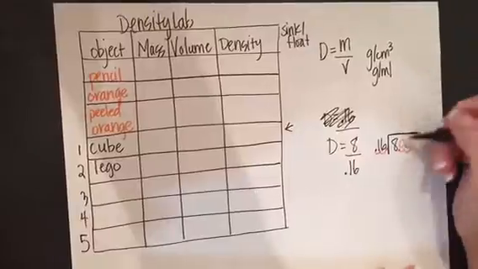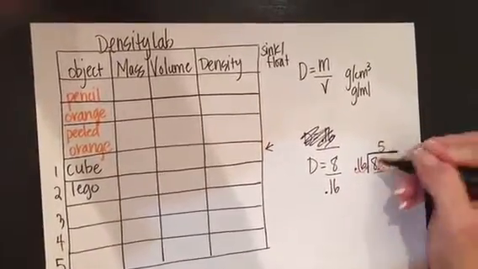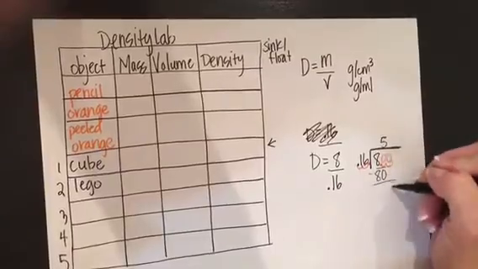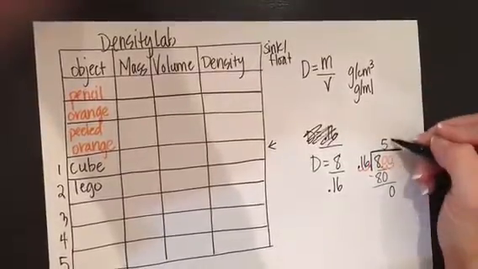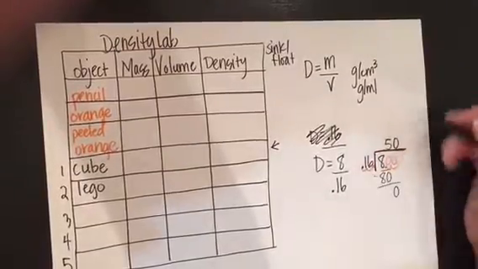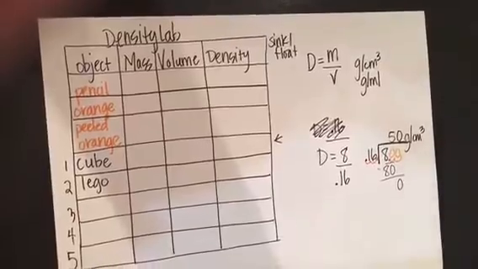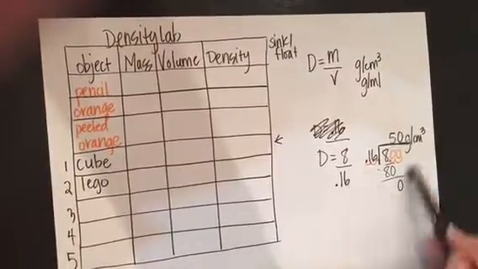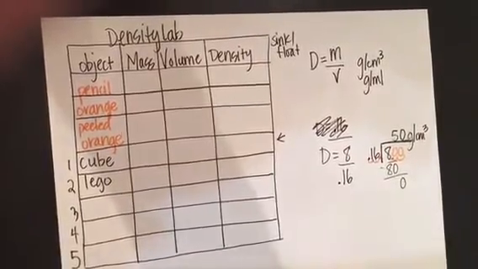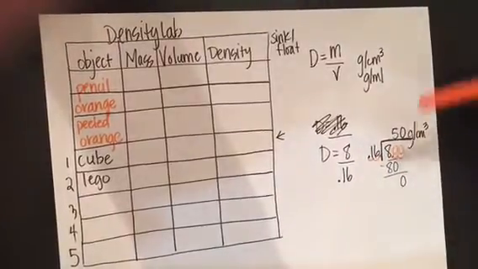All right, we know that 16 can go into 80 5 times. 5 times 16 is 80. So then 16 cannot go into 0. So my answer is the density of this object would be 50 grams per cubic centimeters. And again, that's just to review how to divide decimals, okay? So hopefully you know how to do that, but that's just a review.